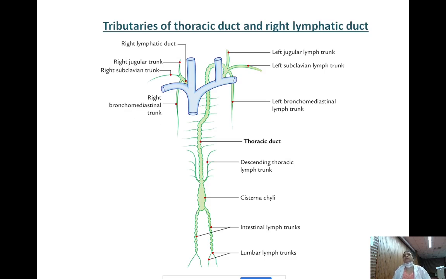Sometimes if this thoracic duct ruptures, since it is very close to the pleura, the chyle, that is the lymphatic fluid, may accumulate inside the pleural cavity, and that is known as chylothorax. Okay, so I think that is the last slide.